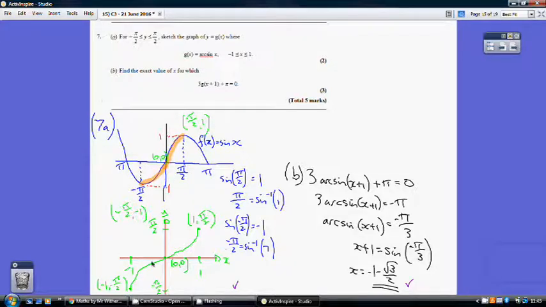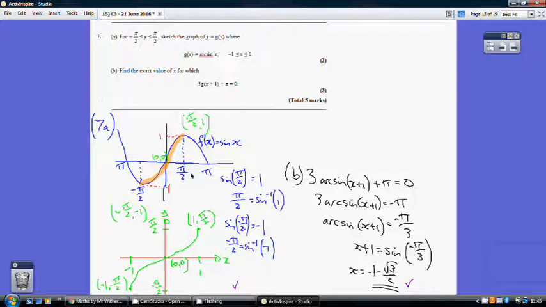Now for our arc sin graph, the coordinates just flip over. So rather than being pi over 2, 1, we get the coordinate 1, pi over 2. Obviously 0, 0 flipping over is still 0, 0. And here we go from minus pi over 2, minus 1 to minus 1, minus pi over 2. So our graph looks like this.